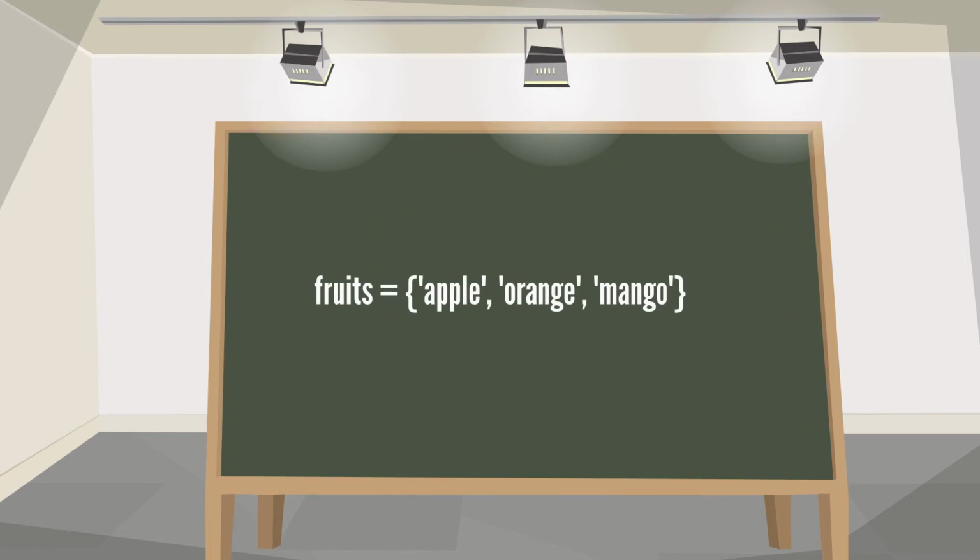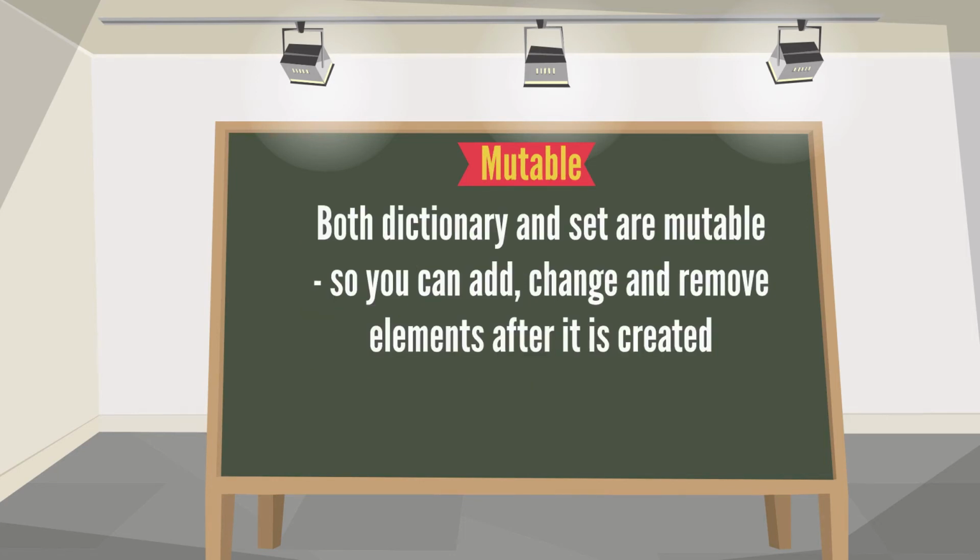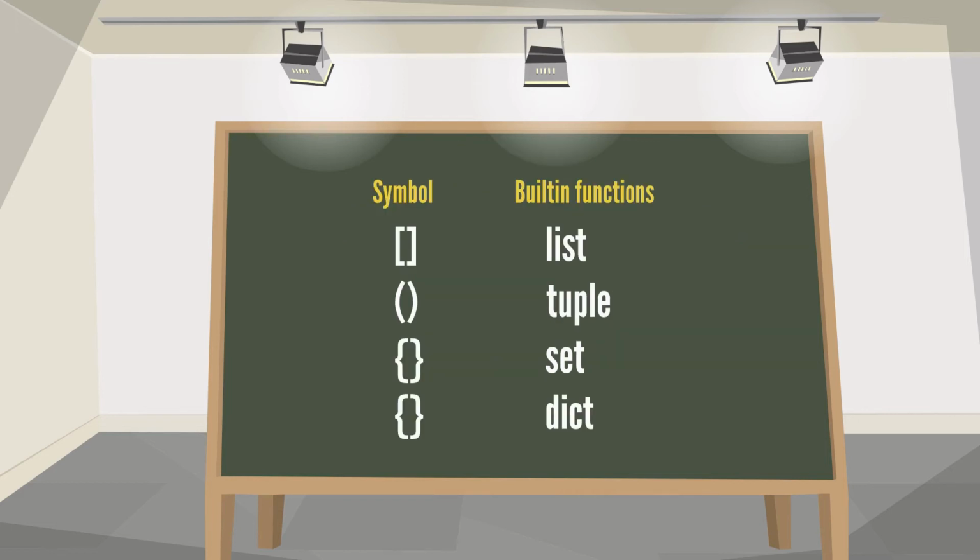A set is an unordered collection that does not allow duplicates. You can create a set by enclosing all the elements between a pair of curly braces. Since set does not allow duplicates, if you add mango twice while creating it, it only keeps one mango in the structure. Both dictionary and set are mutable, so you can add, change, and remove elements after it is created. Refer to the ebook for examples.